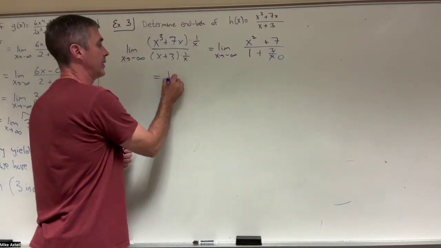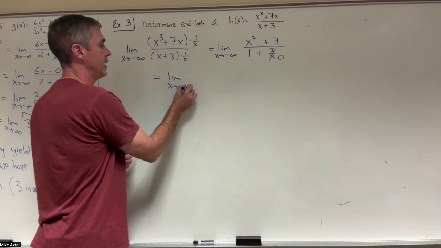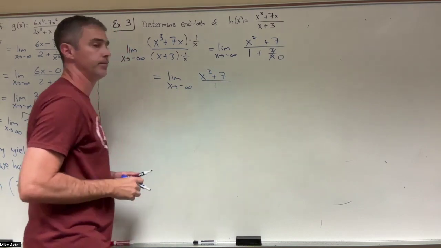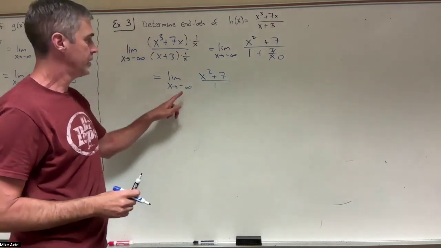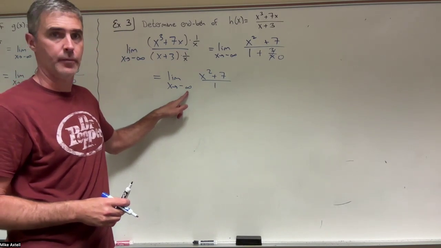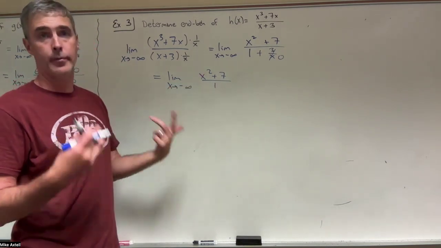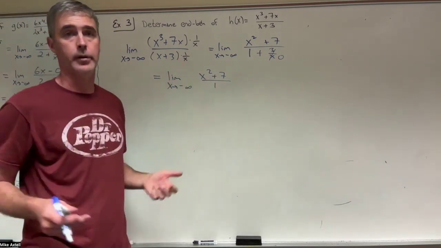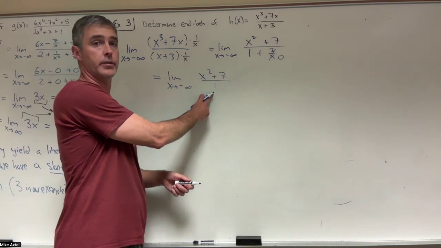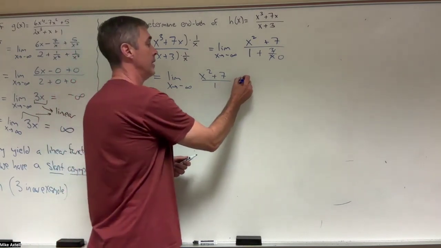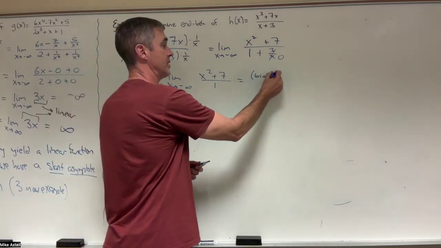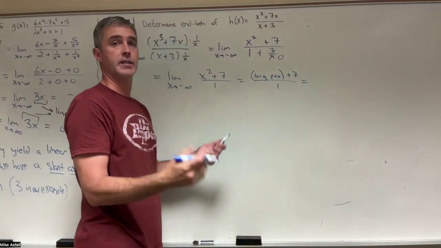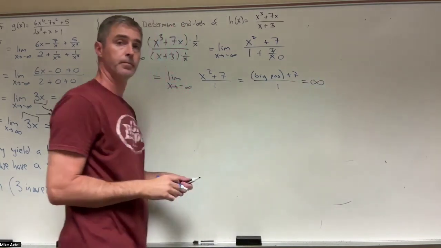So it looks like I'm getting the limit as x approaches negative infinity of x squared plus 7 over 1. Okay. All right, so if I plug in a large negative number for x and square it, I'm getting a really big positive number. And then I'm adding 7 to that really big positive number. So it's still a really big positive number. And then I'm dividing by 1. So I think I'm still a big positive number. So that was in slow motion, big positive plus 7 over 1, which is a big positive number, positive infinity.